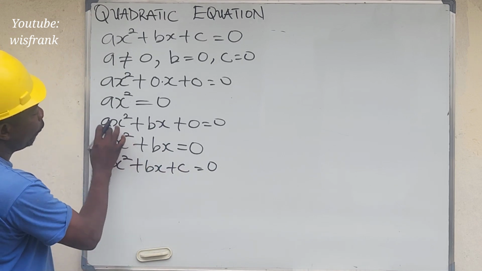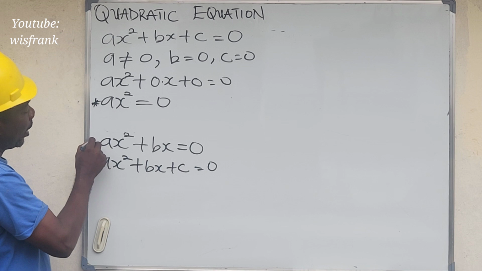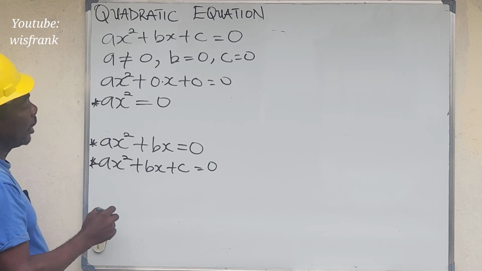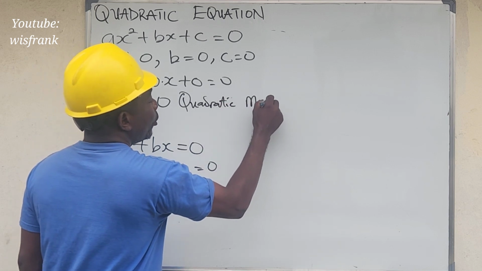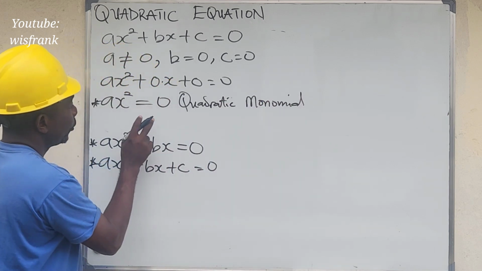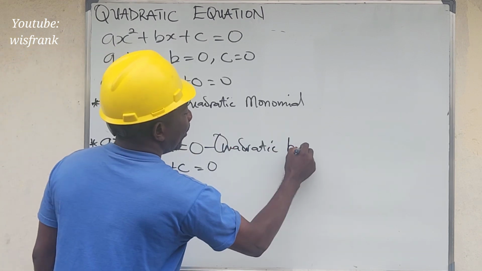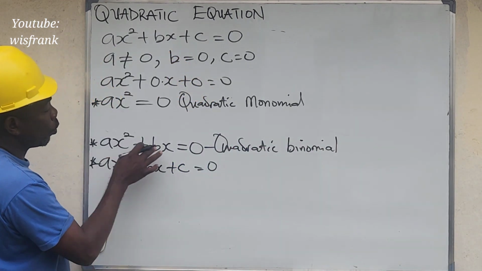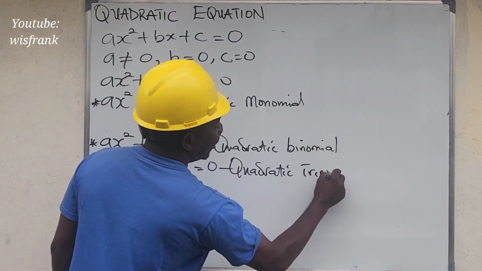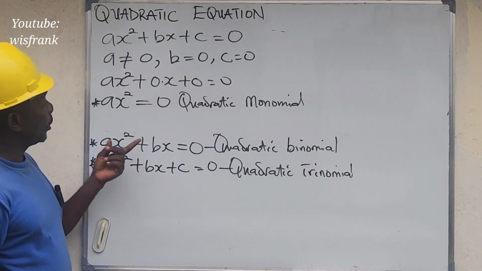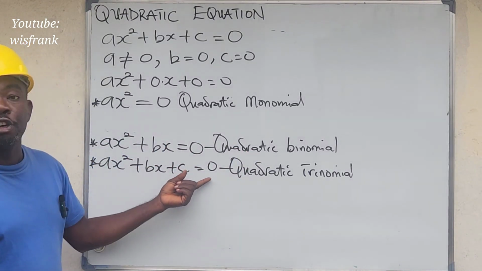So here, if we clean this, we can see that we have number 1, number 2, and number 3. The first form is what we call a quadratic monomial. Then this second one is a quadratic binomial. And this third one is a quadratic trinomial. So this is a quadratic monomial, this is a quadratic binomial, and this is a quadratic trinomial.